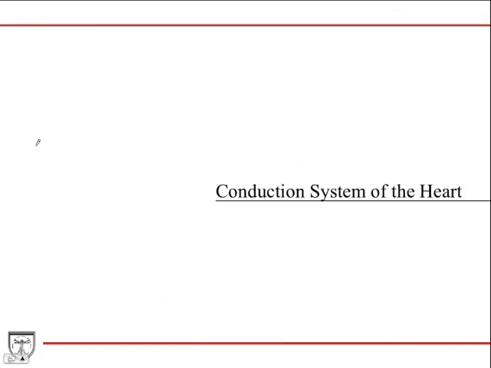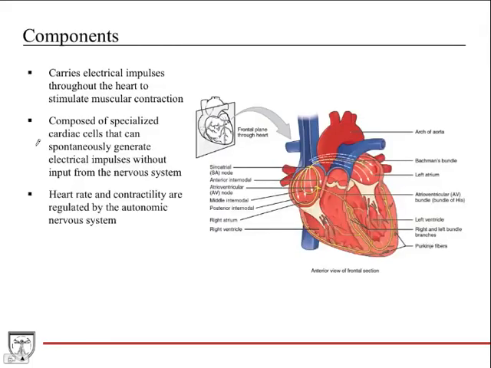All right, so now I'm going to go through the conduction system of the heart. This is going to be a very basic overview, just the structures that are involved, how they're connected, and how that generates the rhythm of the heart. So the components carry electrical impulses throughout the heart to stimulate muscular contraction. So this is the system here, and we'll go through each of these in the subsequent slides.